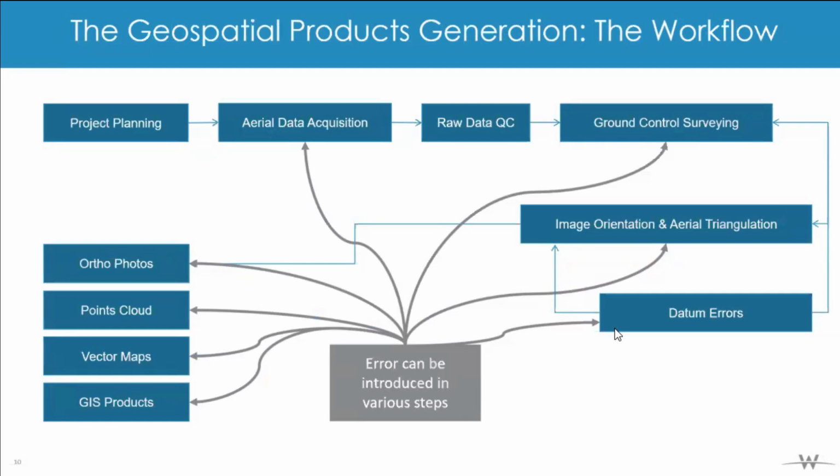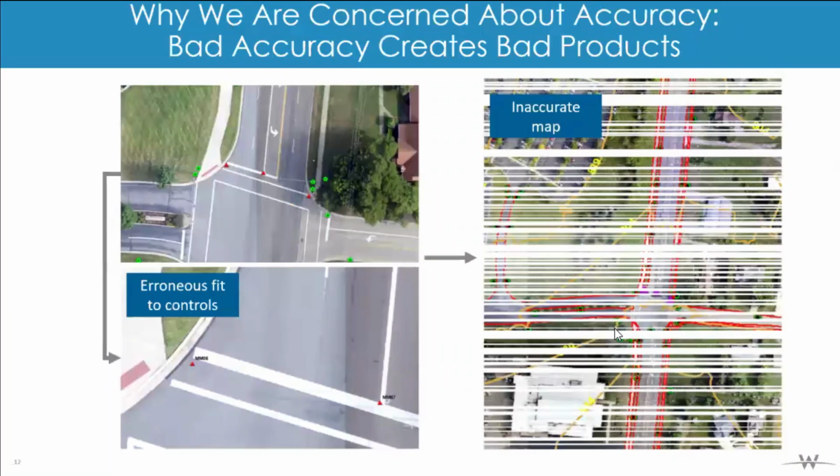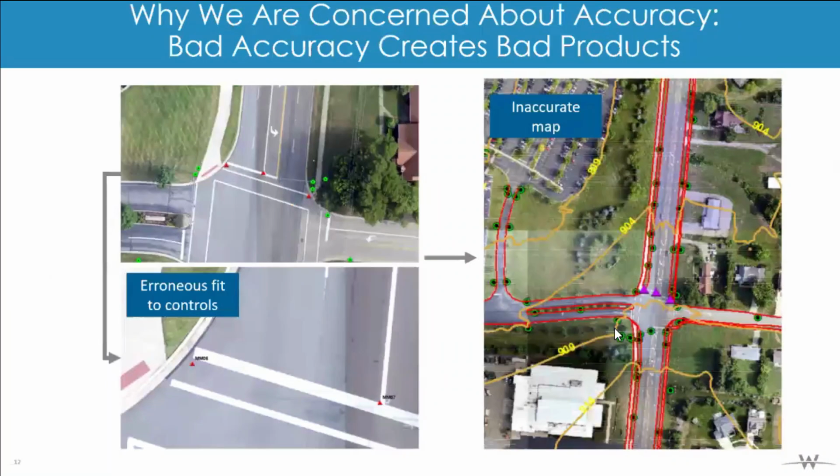Could be an aerial triangulation, ground survey, and the data acquisition, and the data assumption, and the product generation, whether ortho, point cloud, vector, or GIS. Those are all potential errors in the data. And an inaccurate process always results in an inaccurate product, no matter how nice your map is.